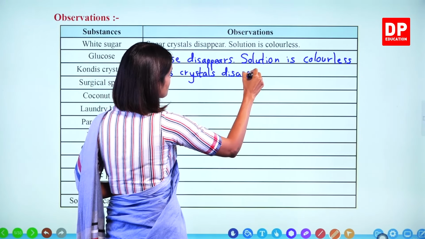Okay, children. So we will write the observations. Water evaporates. Salt remains on the lid as a white color powder, right? Salt remains on the lid as a white powder.